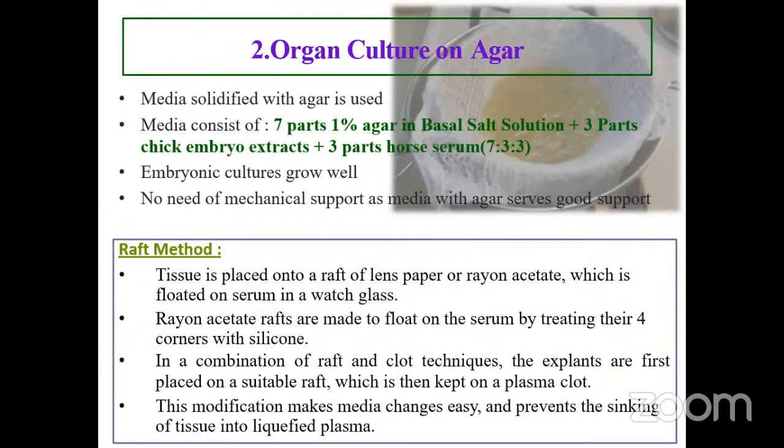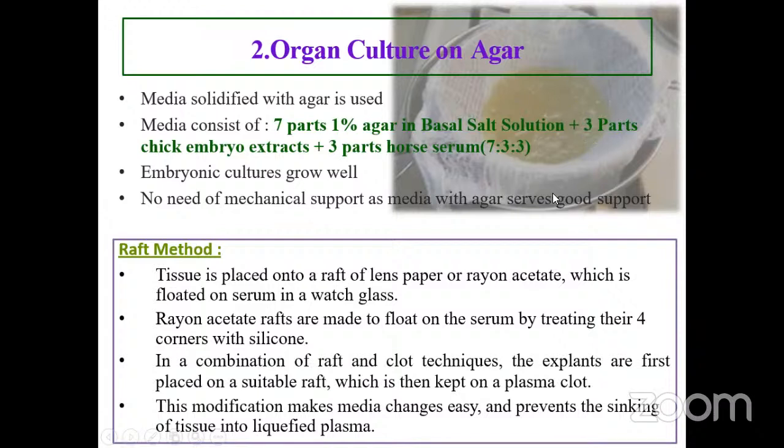Here the tissue is placed on a raft of lens paper or rayon acetate which is floated on the serum in the watch glass. You can see in the watch glass you have rayon acetate or a cloth or paper, where you are adding the serum.